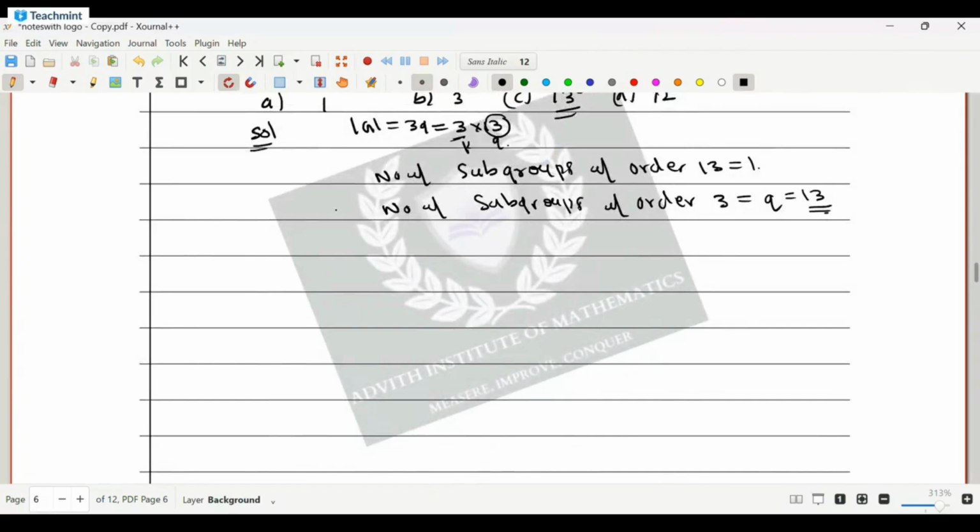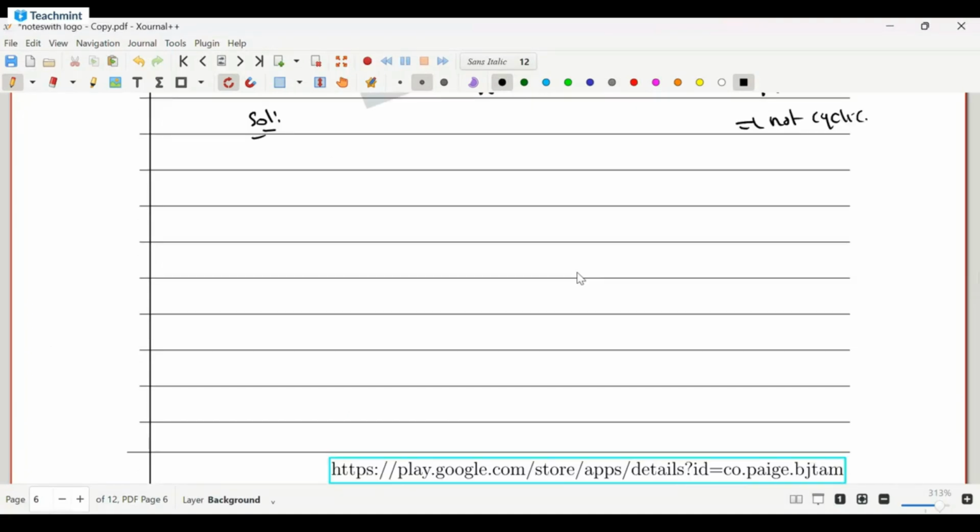సో టోటల్ నెంబర్ ఆఫ్ సబ్ గ్రూప్స్ ఎన్ని ఉంటాయి సార్ దీనికి? Total number of subgroups is equal to Q plus 3, sir. One number of subgroups of order P plus number of subgroups of order Q plus trivial plus whole group. ఇవన్నీ 3 అయితే. So that is equal to 13 plus 3 is 16. మీకు ఆల్రెడీ రాయించినట్టున్నది. The group of order P square is always abelian, right?